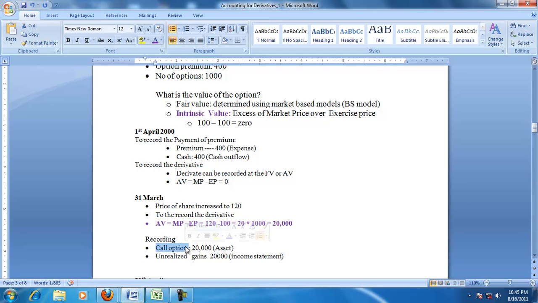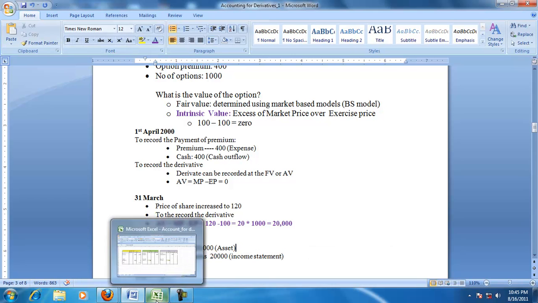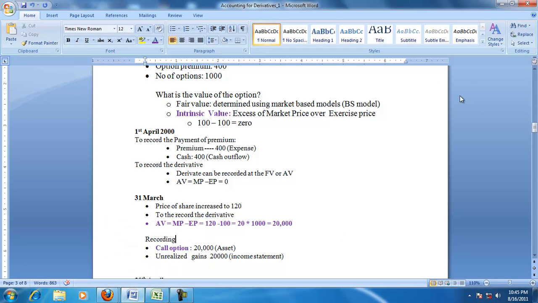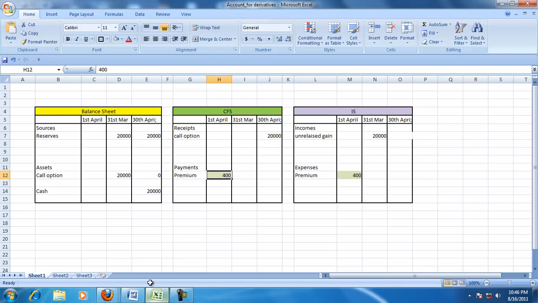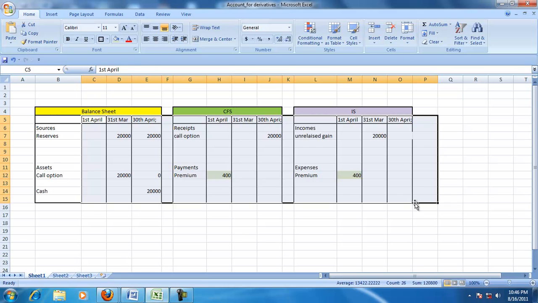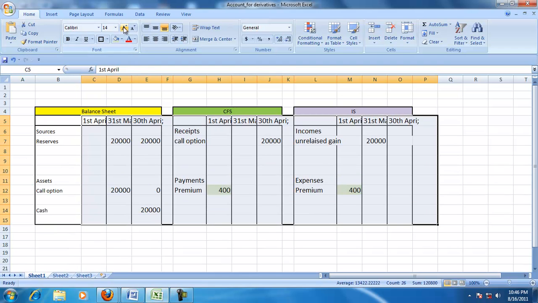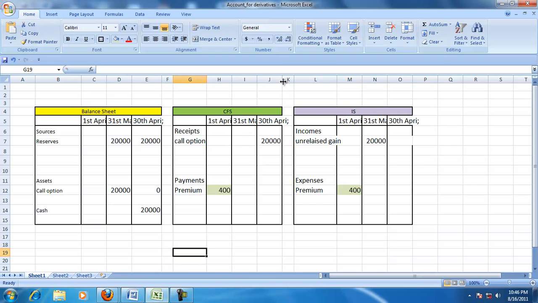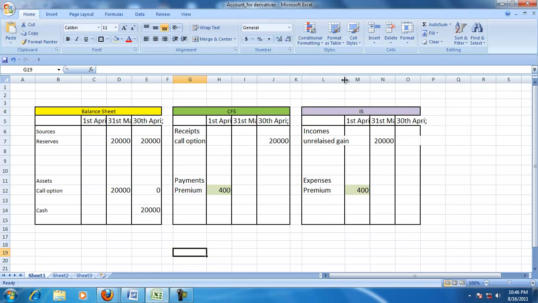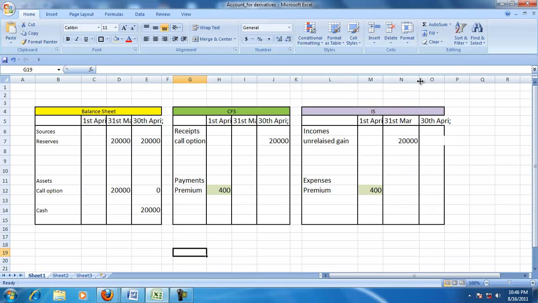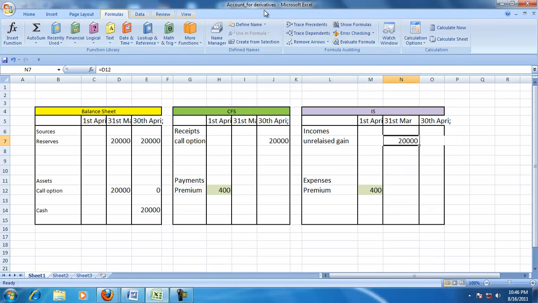The value of the derivative on 1st April is 0. What derivative is that? That derivative is called a call option, and the call option will be recorded as an asset on the balance sheet, and the change in the value of the derivative will be shown in the income statement. So on the balance sheet we show 20,000. Let me increase the font size. On the balance sheet we show the 20,000, and in the income statement on that day we show the value.